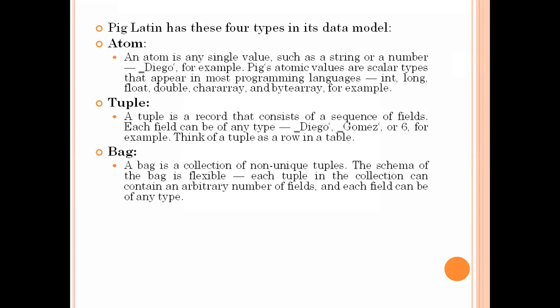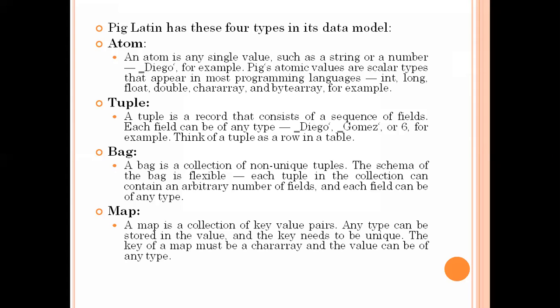Then another one is a bag. A bag is a collection of non-unique tuples. A tuple is small and a bag is big, and a field is one particular atom. The schema of the bag is flexible. Each tuple in the collection can contain an arbitrary number of fields, and each field can be of any type. For example, you can take one tuple. It may have different fields in it, and those fields may contain different types of data, any type.